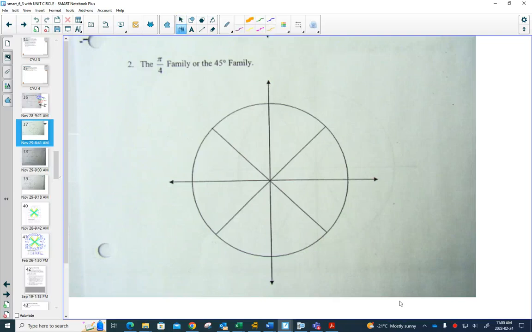Going to start with the 45-degree family so we can make all of the dots where angles with a reference angle of 45 degrees hit the unit circle. And we can label our degrees as 45 degrees, our radians as pi over 4.